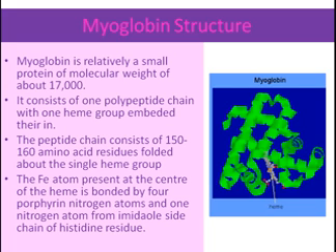So this is the basic structure of myoglobin, a relatively small protein of molecular weight 17,000. On the other hand, hemoglobin has a molecular weight of 64,500. Myoglobin consists of one polypeptide chain with one embedded heme group, and approximately 150 to 160 amino acid residues which are folded. The iron atom present at the center of the heme is bonded by the 4 porphyrin nitrogen atoms and one nitrogen atom from the imidazole side chain of the histidine residue.